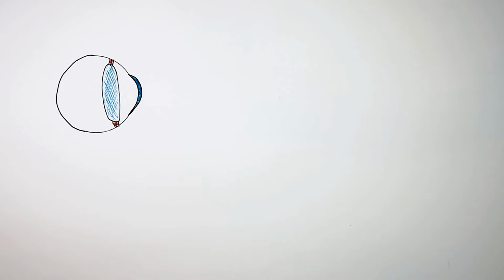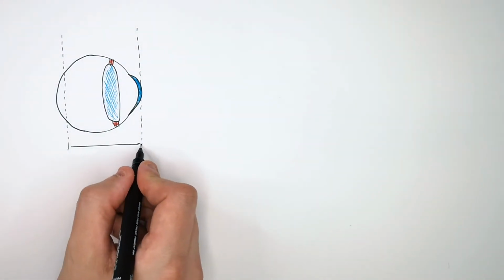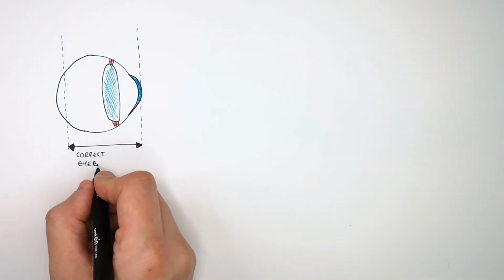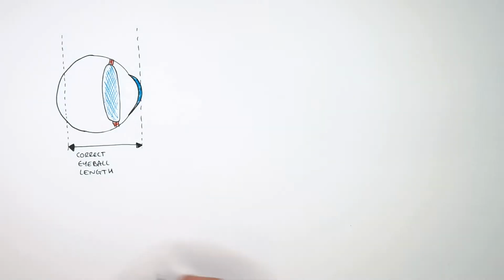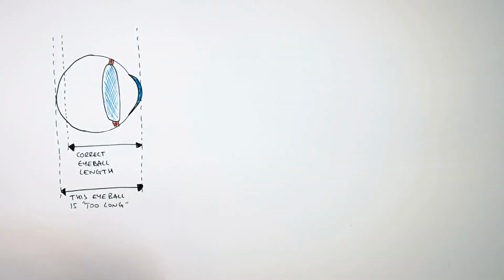The shape of an eyeball, whether it's too long or too short, can have an impact on whether or not light focuses on the retina. So what I'm drawing now is the correct eyeball length. This is how long an eyeball should be to focus light onto the retina. This eyeball that I've drawn here is too long. However, the cornea is the correct size and has the correct curvature.